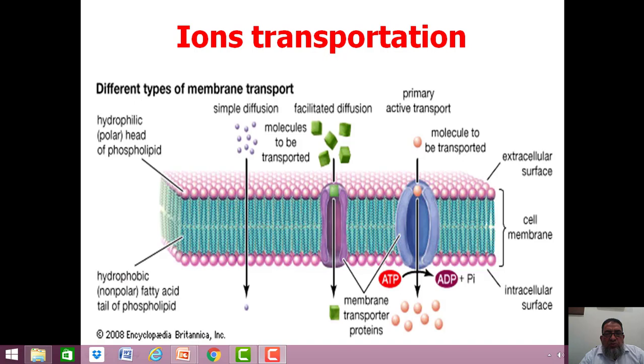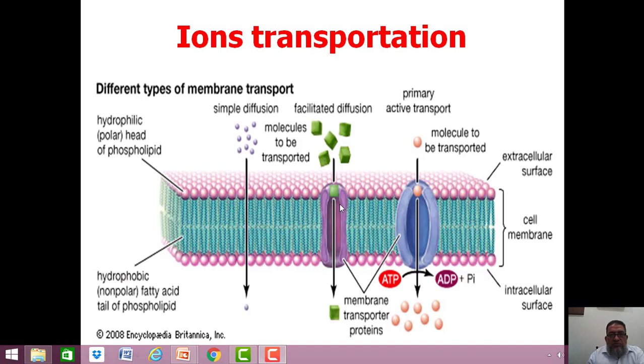That is, the ions are transported through the same three mechanisms: simple diffusion, facilitated diffusion, and primary active transport. Now in this you see the hydrophilic ends of the phospholipid, both outside and inside. This is the hydrophobic region of a cell membrane, which we will discuss in coming slides. Now, in simple diffusion, ions move from higher concentration to lower concentration across the cell membrane.